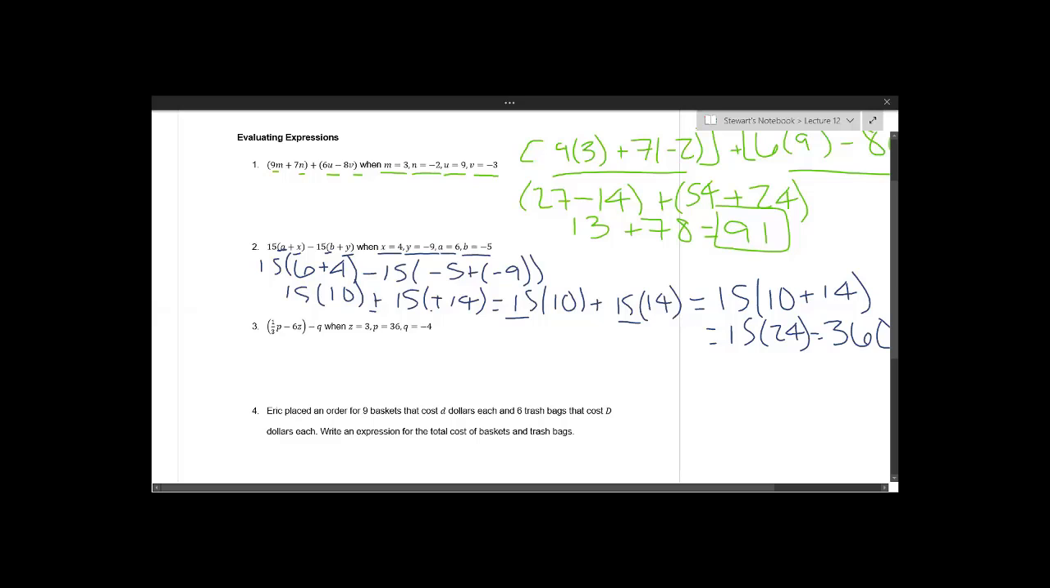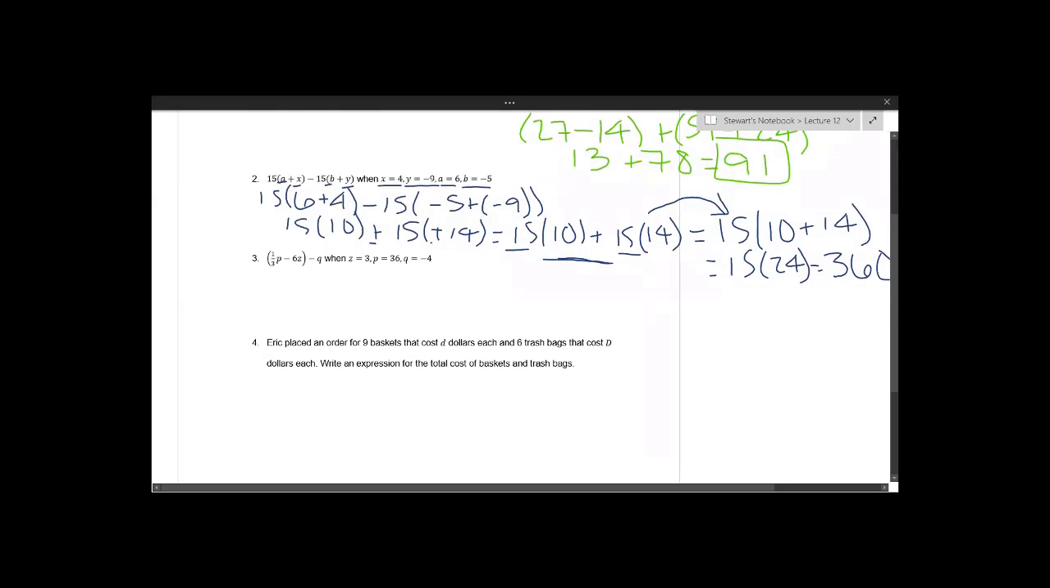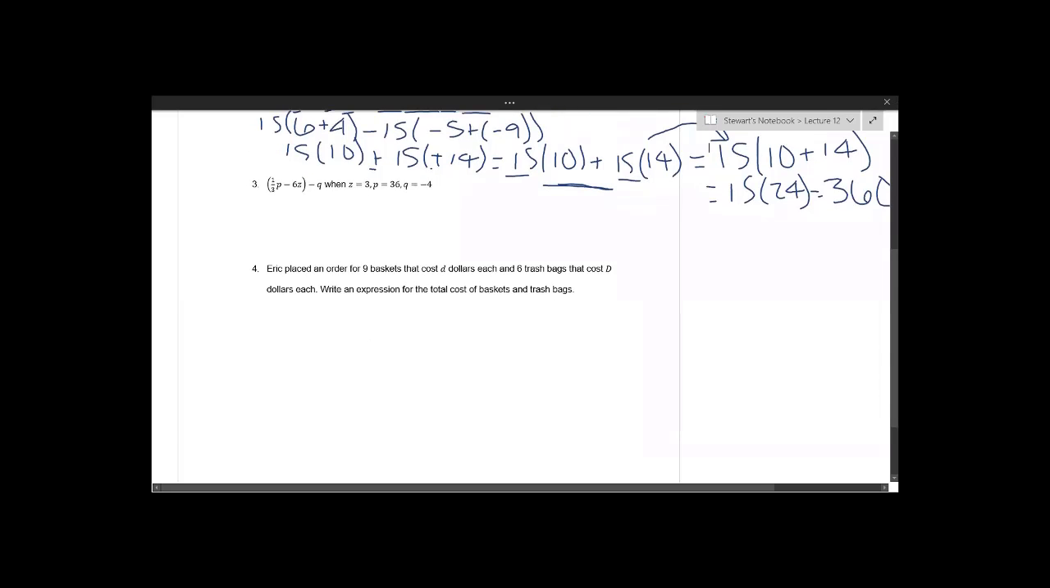Alternatively, aside from this step right here where I did the reverse distributive property, you could evaluate these expressions separately and do 15 times 10, which is 150, and then 15 times 14, which is 210, and then add those together to get 360. You'd get the same answer either way. I just figured this might be a little easier because it's less stuff you have to plug in and evaluate separately. But do what's best for you. There's almost always going to be multiple ways to do things.